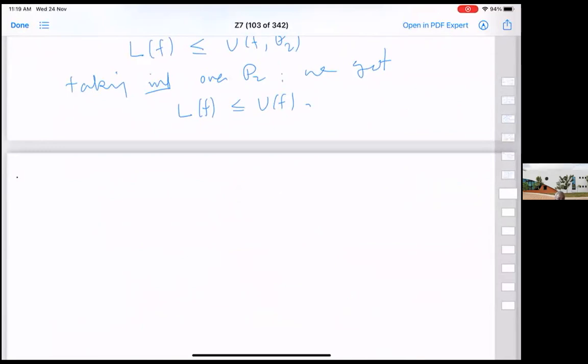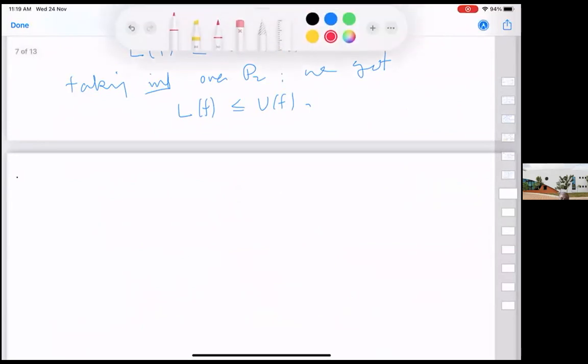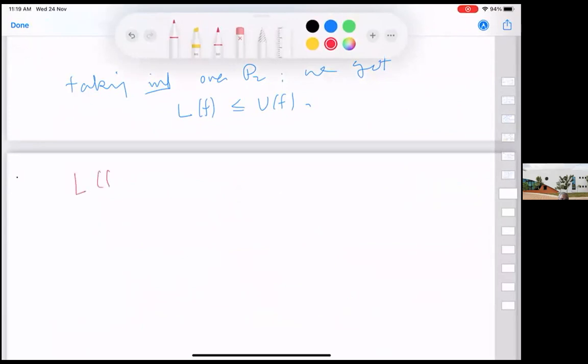And there's some more notation here. This is also written with the integral sign, but with the bar below. So this is the lower integral. Lower bound for the integral.